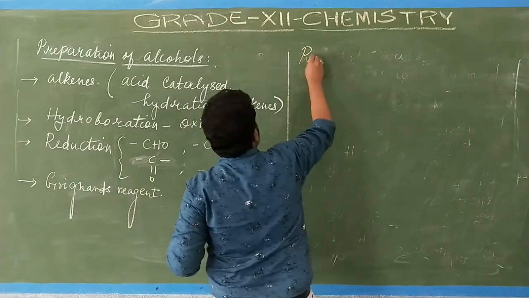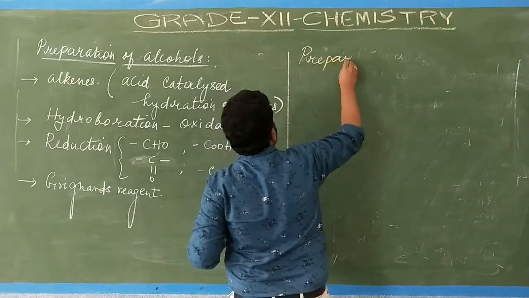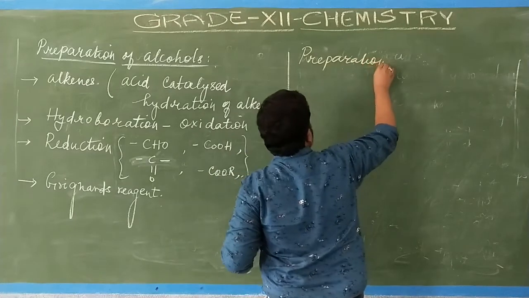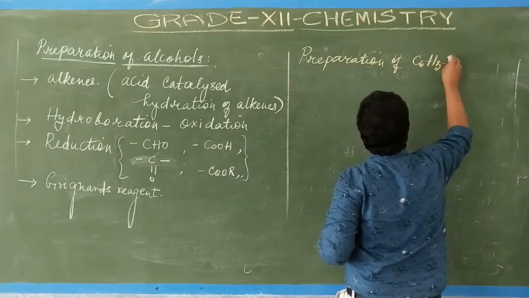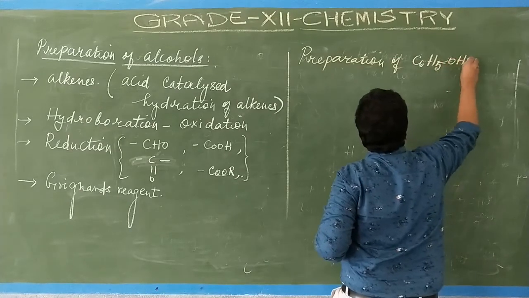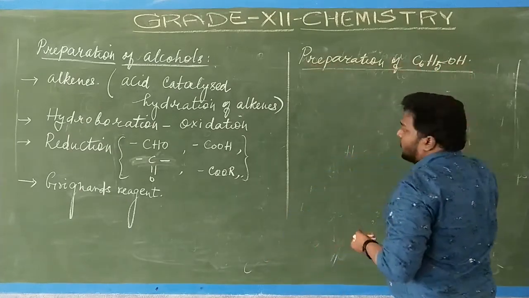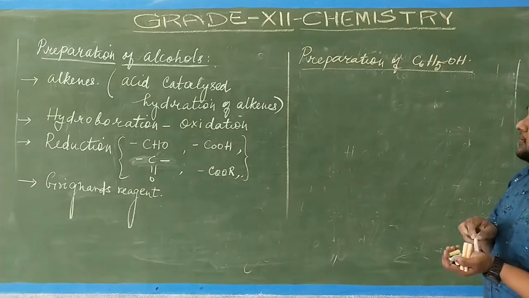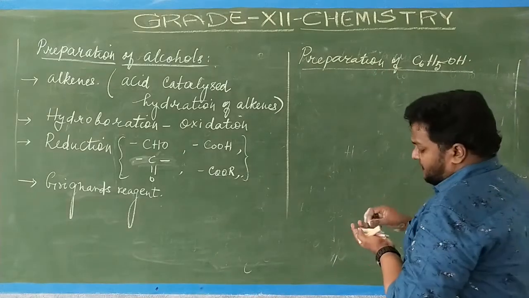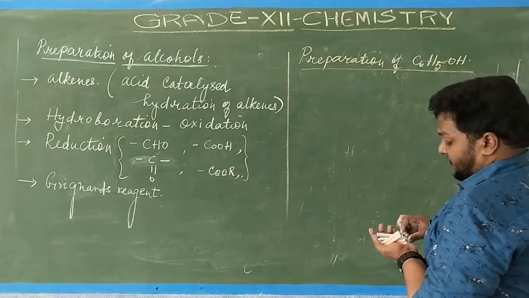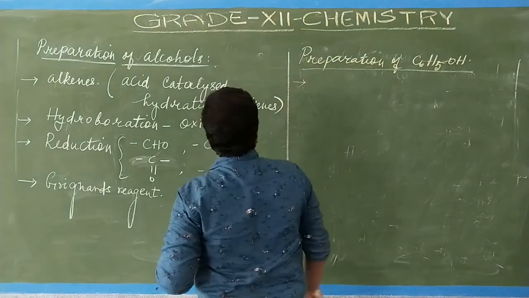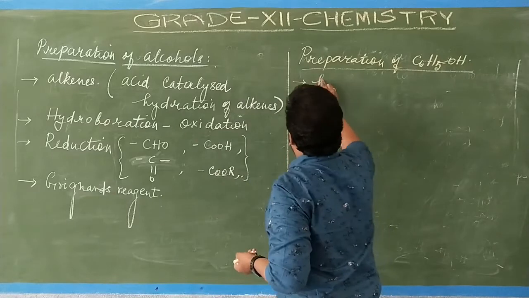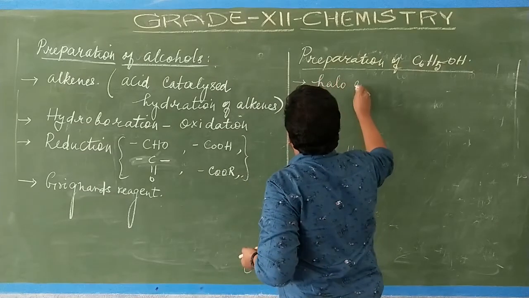Preparation of phenol also we are going to see now, isn't it? Preparation of aromatic alcohol. Phenol is one of the aromatic alcohols, so now it's another we must be able to write. So preparation of what? Preparation of phenol. Under the preparation of phenol, the Dow process is, from haloarenes it can be prepared.